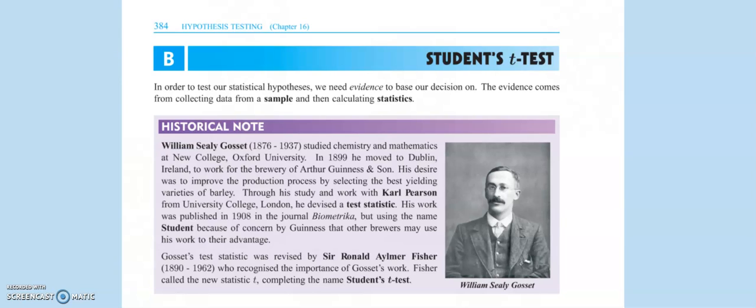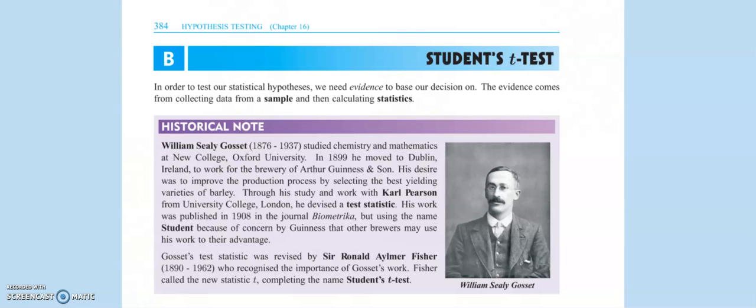Alrighty, folks. In the last section, we were talking about hypothesis testing, and we were talking about null hypotheses versus the alternative hypotheses that are possible. In this section, what we're going to be looking at is something called the student's t-test, which is actually just a random name given by a man named William Seeley Gossett. Kind of an interesting story on how it came about.